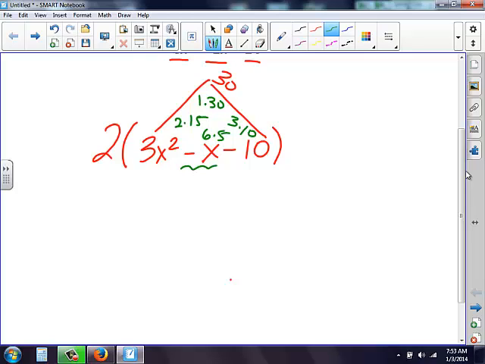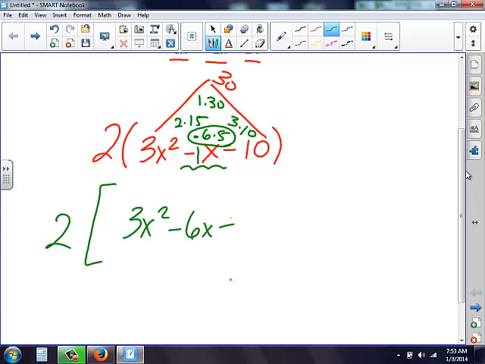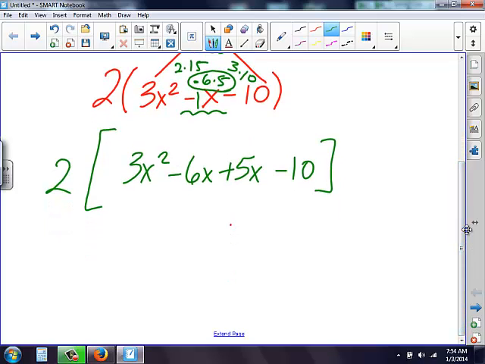My goal here is to get a negative 1, because we know there's a 1 here in front of my negative x. The only way for me to get a negative 1 is to use 6 and 5, and my 6 has to be negative. So we're keeping this 2 out here, and I have 3x squared. I'm going to separate that middle term into a negative 6x plus a 5x, and then I still have minus 10.